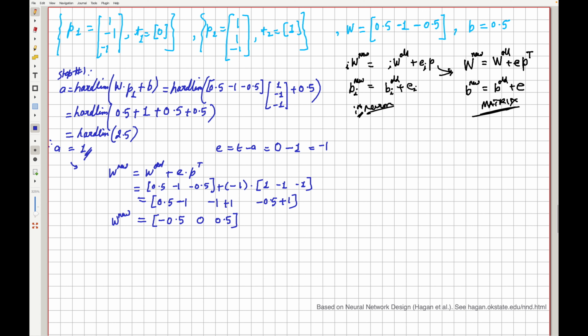So that is the W new that we have. Likewise, we can calculate the value for bias. So the bias new is equal to the bias old plus the value of E. The older bias was 0.5. The new bias is going to be 0.5 minus 1, because E is minus 1. That gets us a value of minus 0.5, which is the new value for bias we have. So we box these two values, this one and this one.